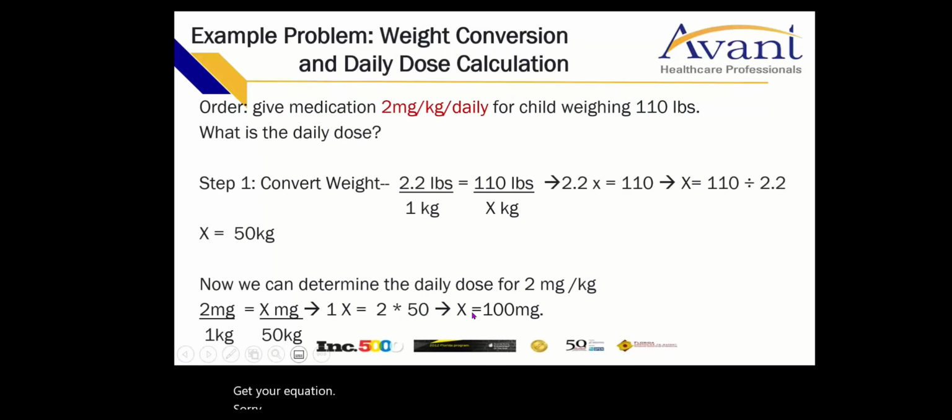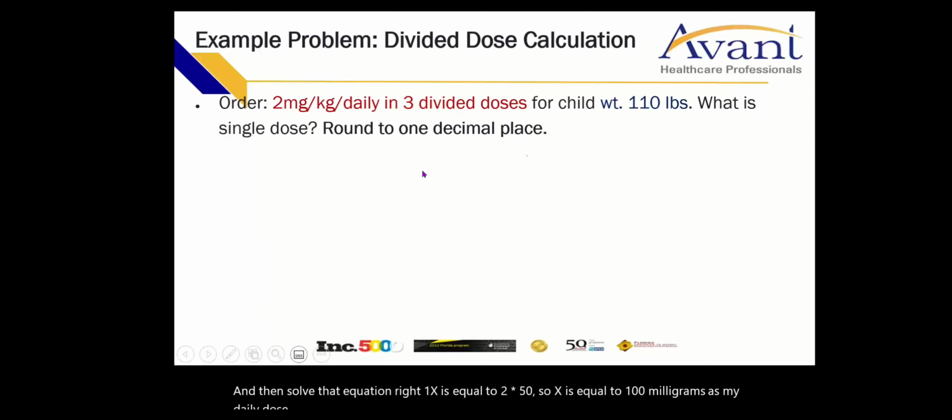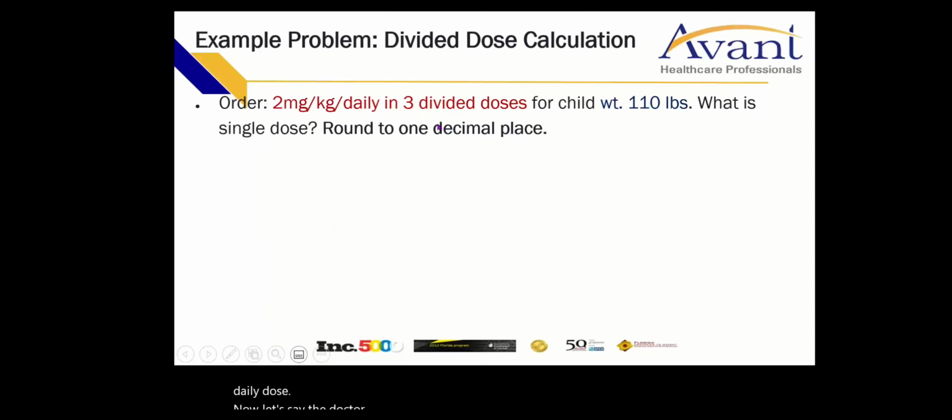And then solve that equation, right? 1X is equal to 2 times 50, so X is equal to 100 milligrams. That's my daily dose. Now, let's say the doctor says, oh, you know what? We're going to give that daily dose, but now I want to give it in 3 divided doses. Okay, so what is my single dose? I'm going to round to 1 decimal place.